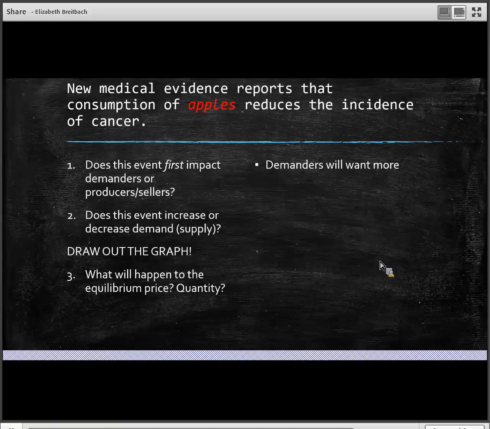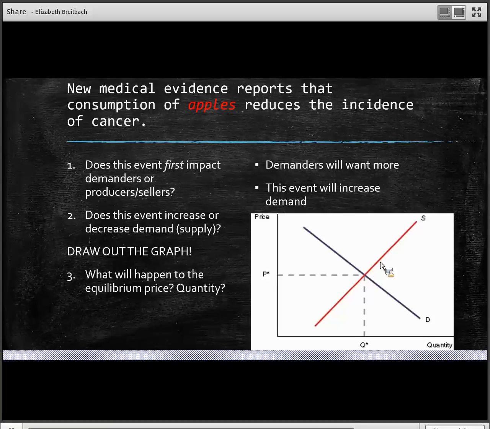And so what we have here is our initial price quantity equilibrium. Okay, and I just denoted our initial equilibrium price as P and our initial equilibrium quantity as Q. All right, so now we know that people are going to want to demand more apples. And what this means is it's not just they demand more apples at our equilibrium price, but they demand more apples at all price levels.